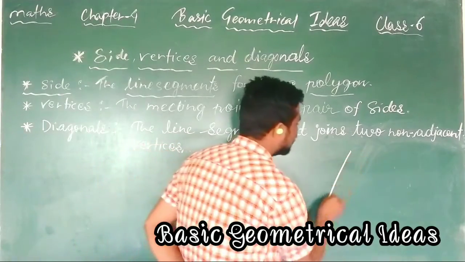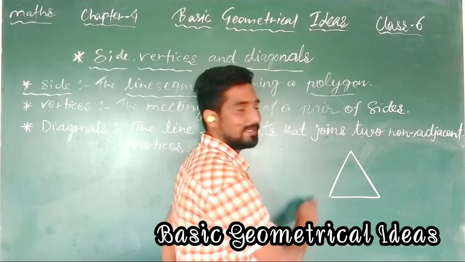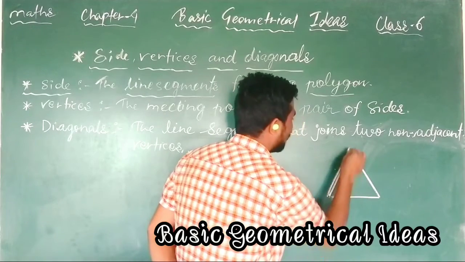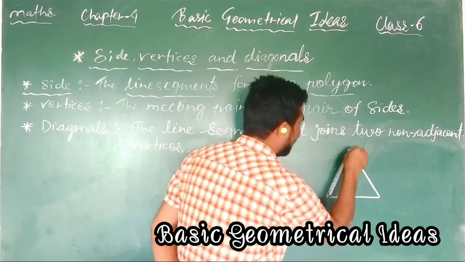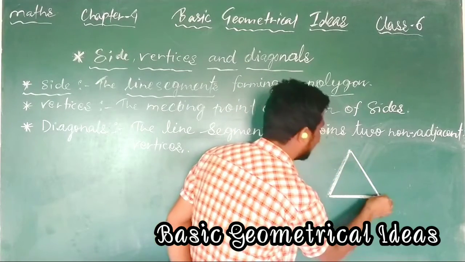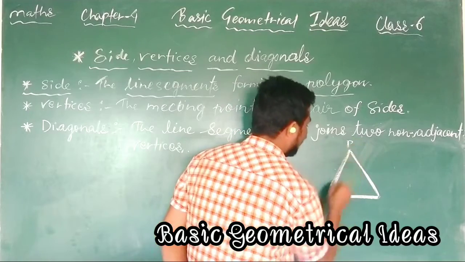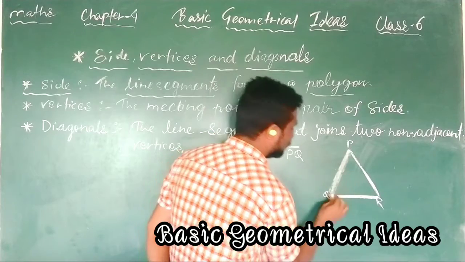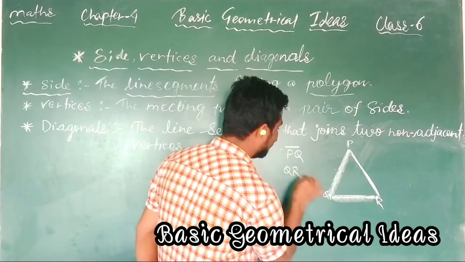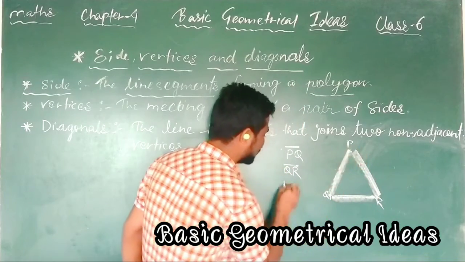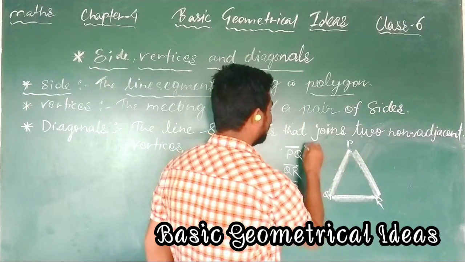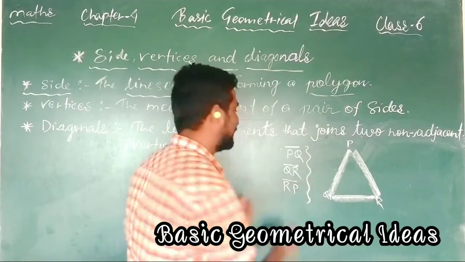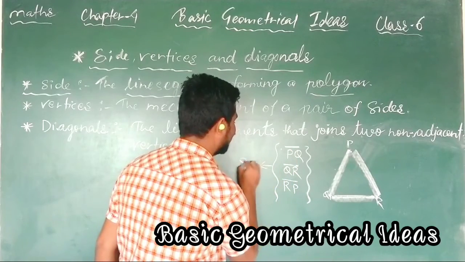Suppose I take an example: this is a triangle, and it is a polygon. It has line segments, and if I name the corners P, Q, R, then this picture is made by the line segments PQ, QR and RP. These line segments are called sides. So PQ, QR and RP are the sides here.